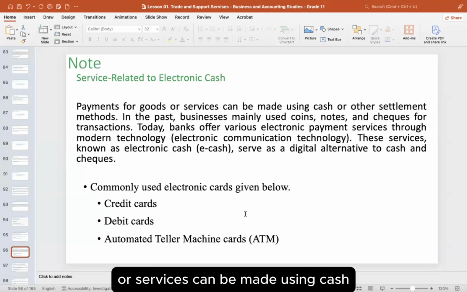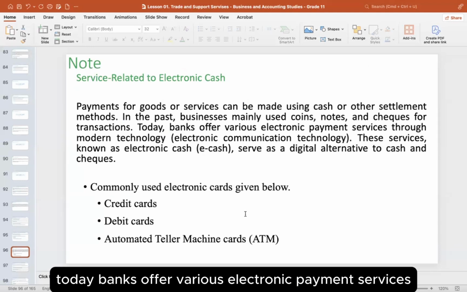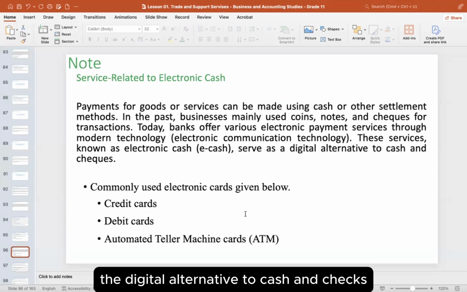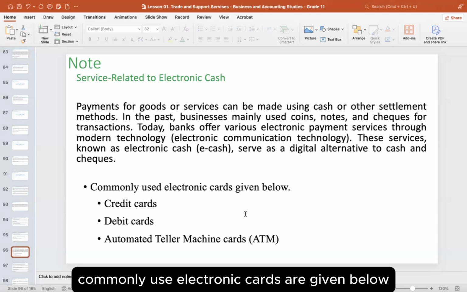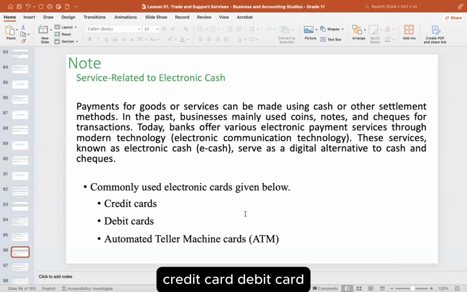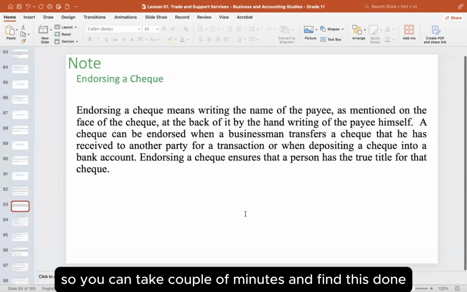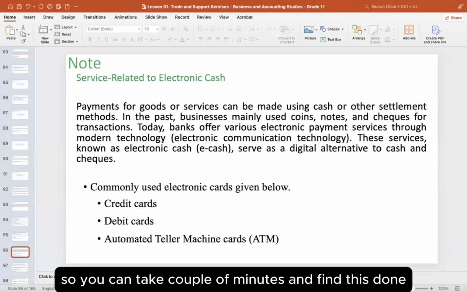Payments for goods or services can be made using cash or other settlement methods. In the past, businesses mainly used coins, notes, and checks for transactions. Today, banks offer various electronic payment services through modern technology. These services, known as electronic cash, serve as the digital alternative to cash and checks. Commonly used electronic cards are given below: credit card, debit card, and automated teller machine card. You can take a couple of minutes and write this down.